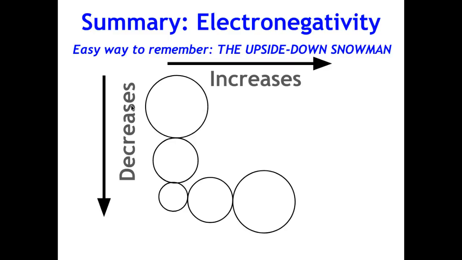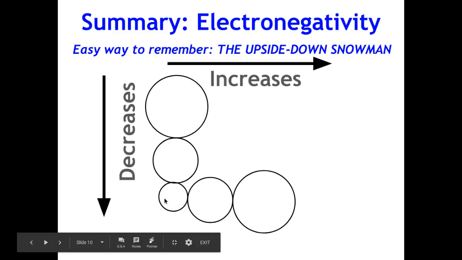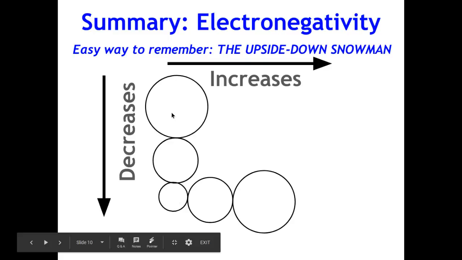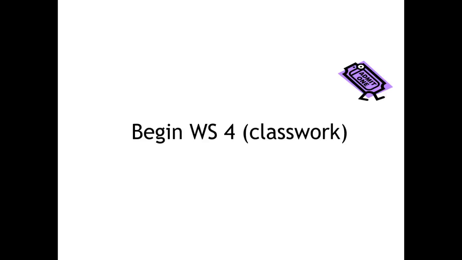And let's look at the periodic trend. You'll have a higher electronegativity at the top of the periodic table, and it decreases as you go down. And then you'll have a smaller electronegativity on the periodic table when you go left, increasing from left to right. So small, getting bigger, having a higher electronegativity from left to right. And from top to bottom, you are big on top and small on the bottom. So an upside down snowman is how you can remember that.